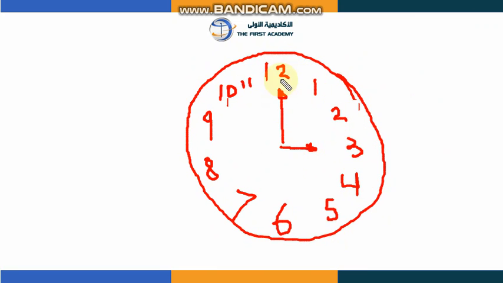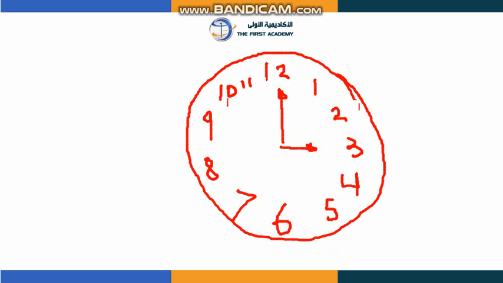it's only 1 hour. So everyone, when the long one points to number 12, it means 0 minutes. So the time will be only 3 o'clock, and after that, if the long hand moves, the time will start to change. Okay, everyone, so the time here is 3 o'clock.